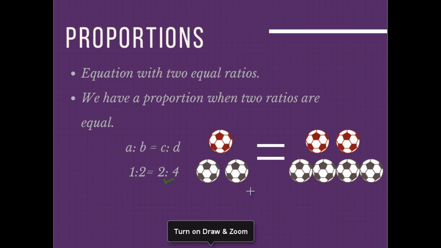Now here I have 3 balls. I have 1 red ball and 2 black balls, written as 1 ratio 2. The ratio of red to black balls is 1 to 2. Here I have 2 red balls and 4 black balls. The ratio of red balls to black balls is 2 to 4. Yes, these numbers are different, but we can say they are proportionate, because when you reduce this to the simplest form, it also gives you 1 to 2. Because what this is saying is for every 1 red ball, there are 2 black balls, just as we have here. For every 1 red ball, there are 2 black balls.